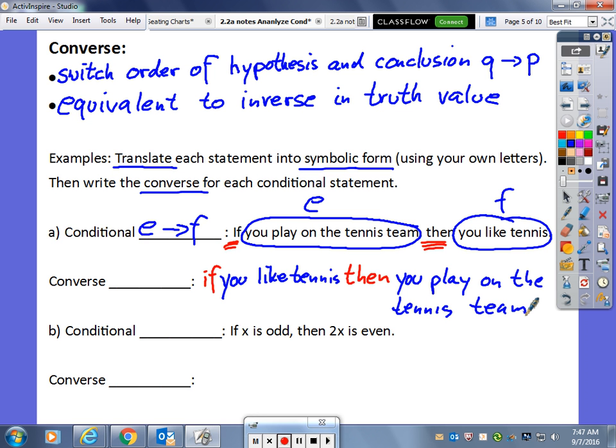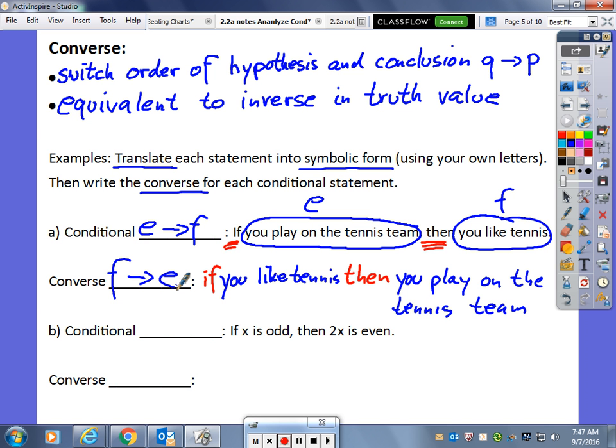And since we are not changing our letters, F is what we indicate by you like tennis, E is you play on the tennis team. For our converse, the symbolic notation now will look like this. F, arrow, E. Remember, we just switched the order of hypothesis and conclusion.